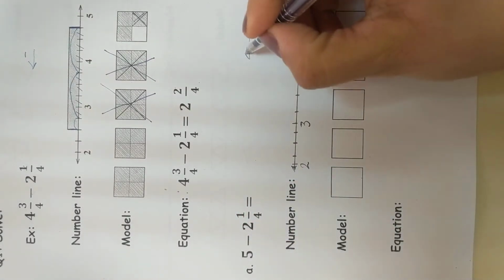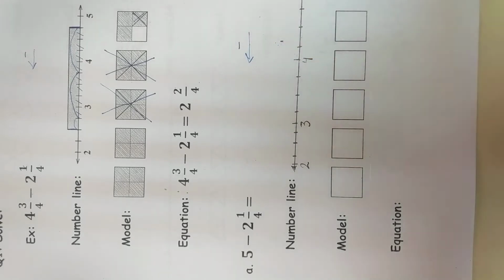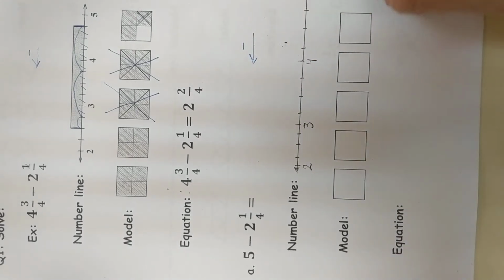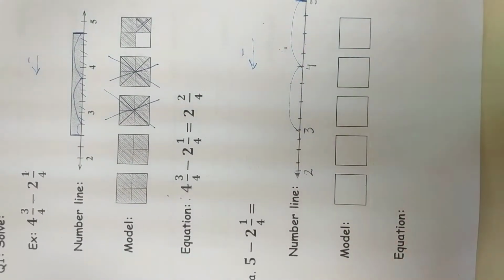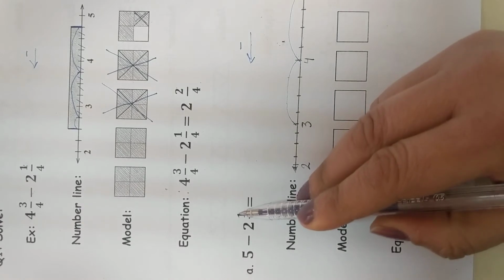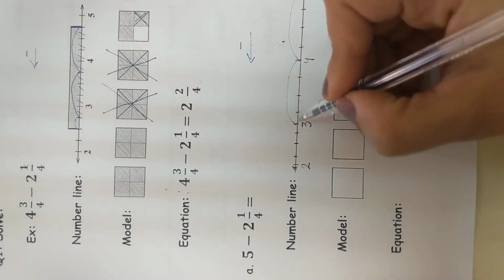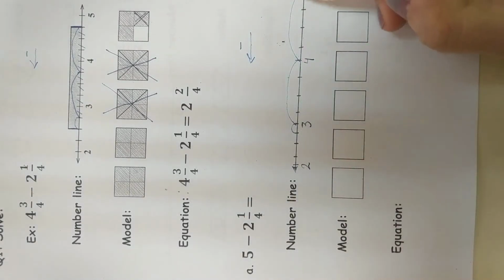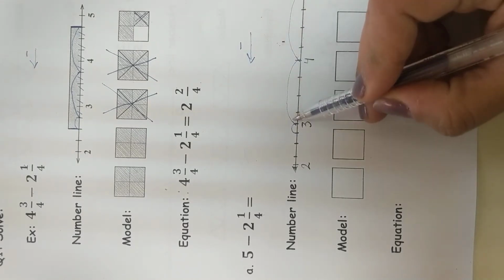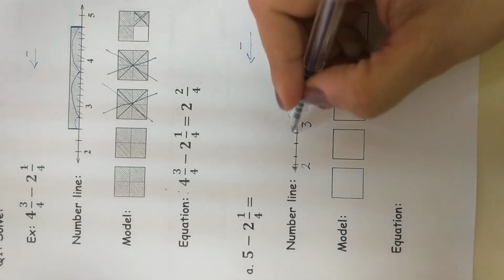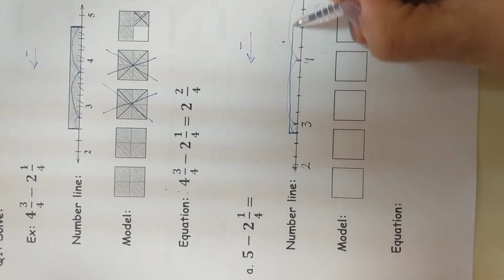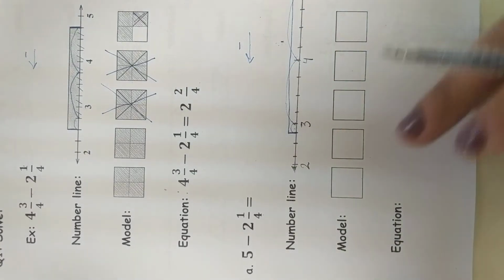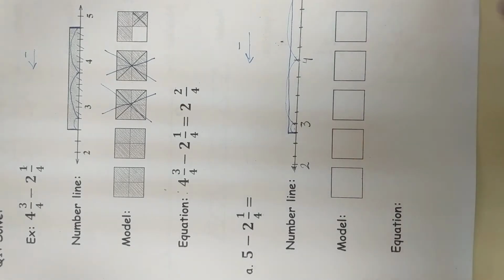When I subtract, I move in this direction, backward. So I will go 2 wholes, 1, 2, and 1 part out of the 4 parts. So I will take away 2 and 1 part. Here is where I will stop. And then I will join with my ruler. This is my number line.